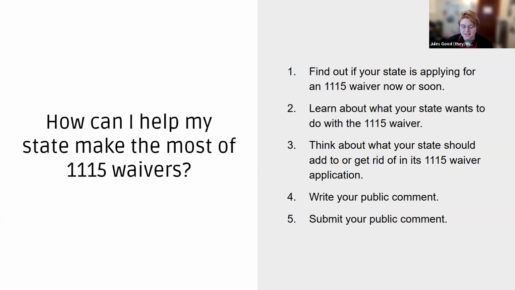I'm going to outline this process and then we're going to go through each step in a little bit more detail. First, you're going to find out if your state is applying for an 1115 waiver now or in the near future. Then you're going to learn about what your state wants to do with the waiver. Then you're going to think about what your state should add or get rid of in its waiver application, the things that you like and don't like about it. Then you're going to write a public comment, which we will talk more about in a minute. And then you'll submit your public comment. And then there are some other extra bonus steps that you can do to really be a superstar advocate in the world of 1115 waivers.